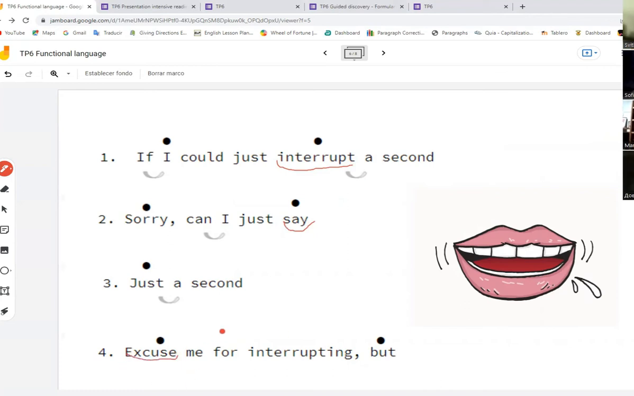Important verbs, but sometimes we emphasize other words that are also important. So let's practice. I will read and you try to repeat after me, okay? So let's start. Number one, if I could just interrupt a second.